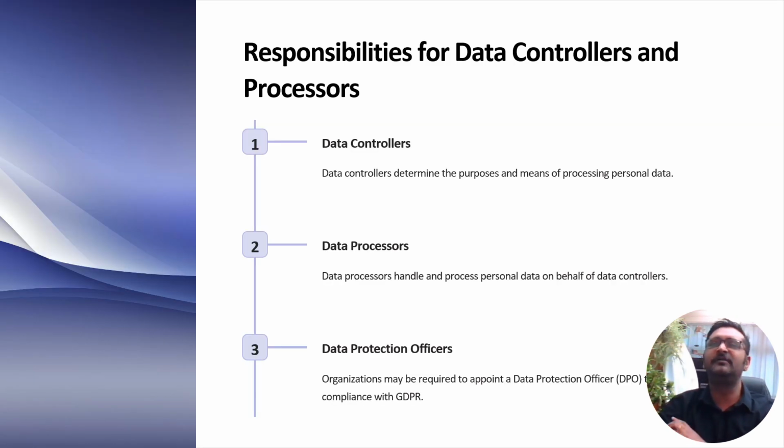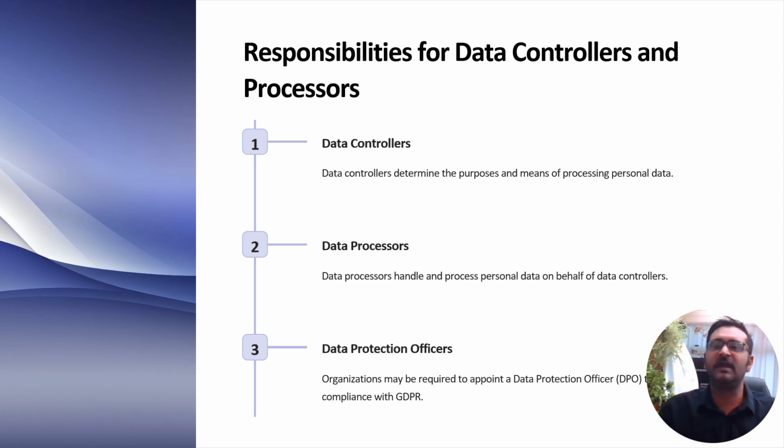Right, responsibilities for data controllers and processors. Okay, so within an organization, there will be 3 types of role which are available. So there are data controllers, data processors, and the data protection officer. So the role of the data controller, number 1, is to determine the purpose and the means of processing personal data.